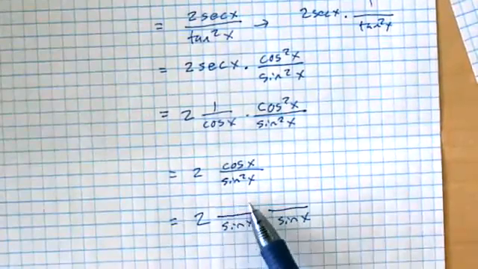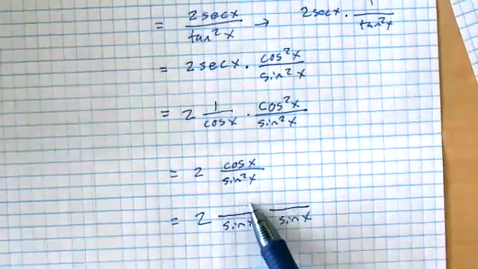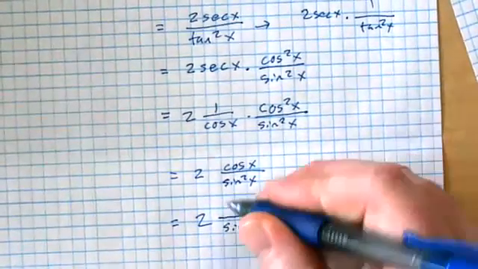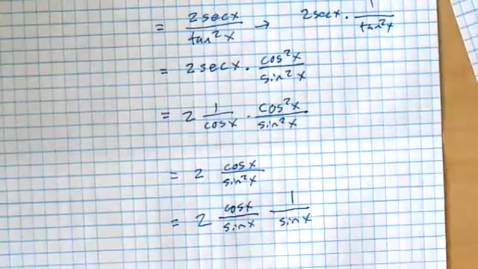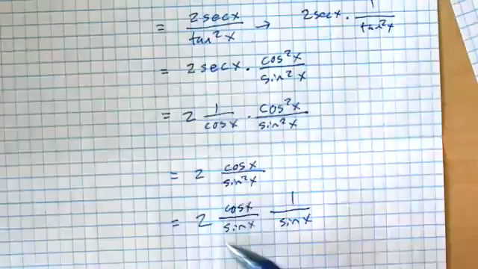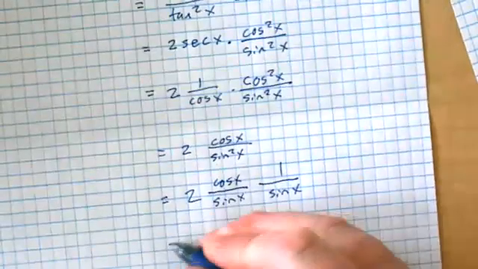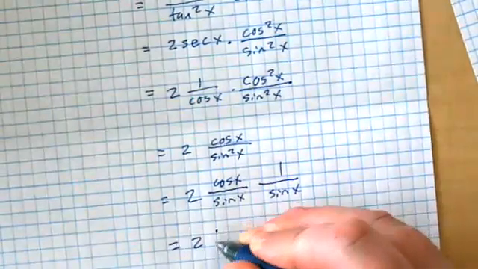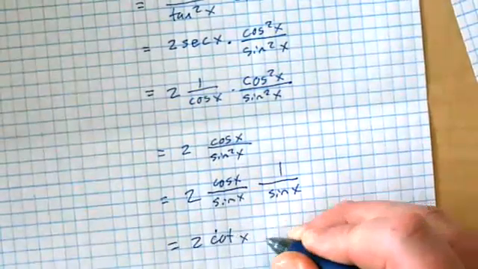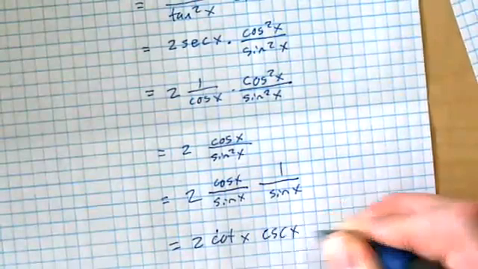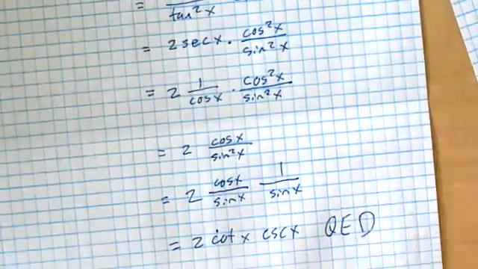What do I want this first one to be? The 1 or the cosine? Cosine. And this would be the 1. Yeah, this is cotangent and this is secant, and we're there. Woo! Q, E, D.